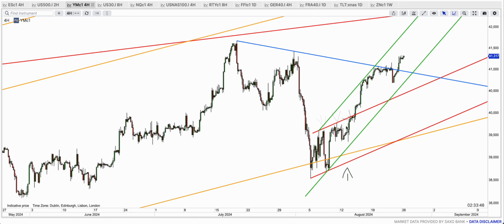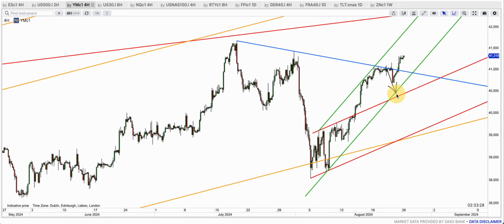I said, if this red bear flag breaks to the upside, you're going to buy it. And that's exactly what happened. The blue resistance clearance was not very well. The break was not very clear, but finally we made it. You can see here, this is a nice breakout.